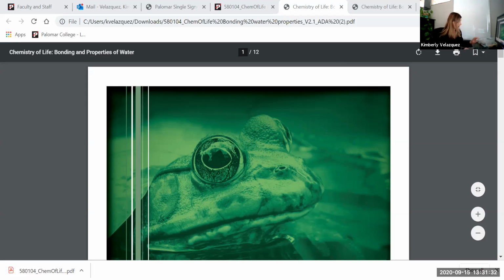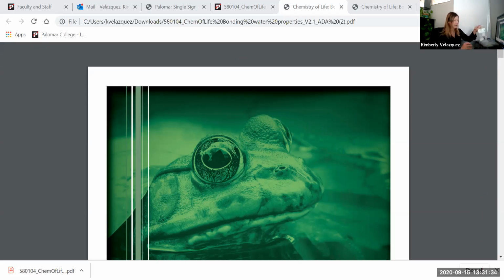So here's what the lab kit looks like for this week. It's a pretty small bag, and it says chemistry of life, bonding, and properties of water. This is one of the things you need for this week, is everything that's in this bag. Okay, you also need to get some equipment from your principles of biology equipment set. And we'll talk about that in a minute. So you need to have this bag available also.